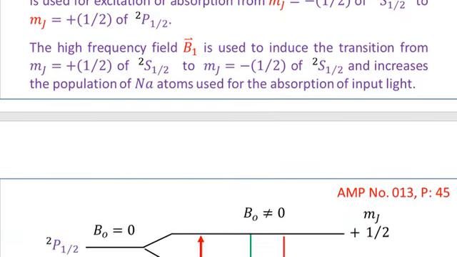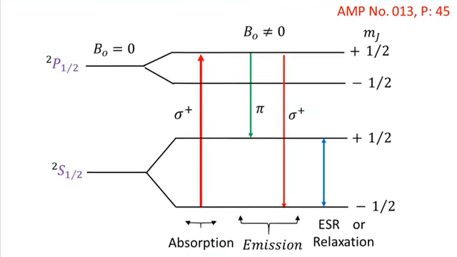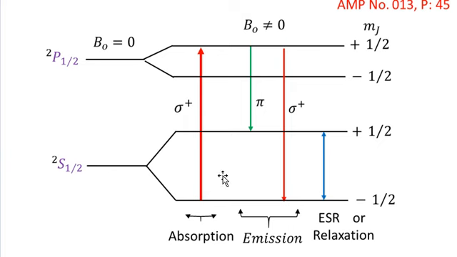So let me explain the figure so that things become clear. You see that here I have shown B naught, the applied magnetic field, is 0. When the magnetic field is 0, you can see that the 2p1 half level is represented by a single level, and the ground state 2s half level is also represented by a single level. And these two levels are the resonant levels also.